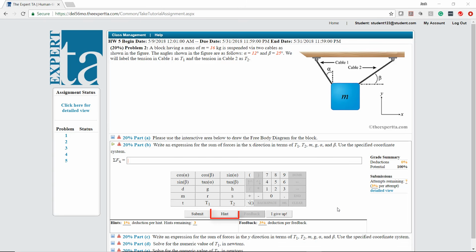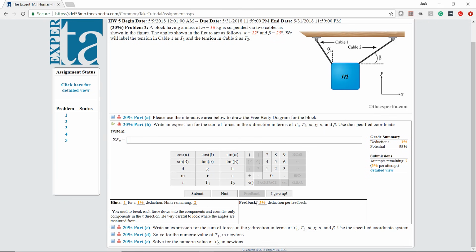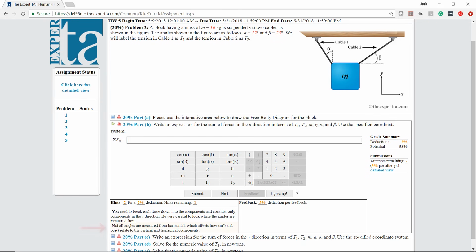In Expert TA, there are hints available to you. If you are having trouble getting started on a problem, we recommend accessing hints. These hints are authored by college-level physics instructors and should offer a good starting point for the problem. These hints often address common mistakes that students have made while solving these problems. For example, here the second hint points out a key aspect of this problem. The angle alpha is measured from the vertical axis rather than the horizontal, and this changes how sine and cosine should be applied.